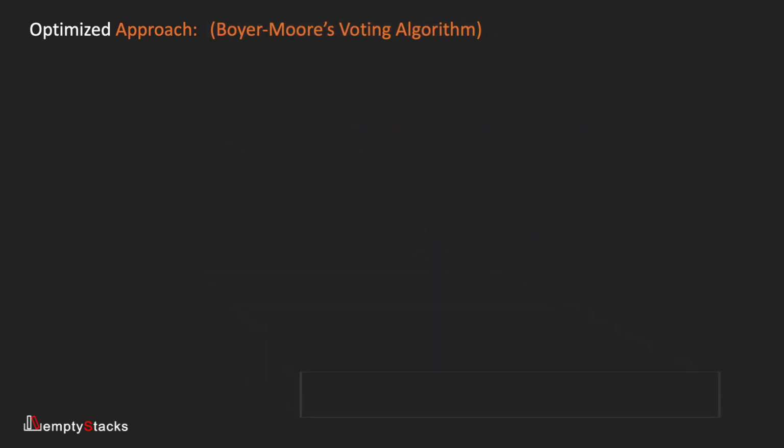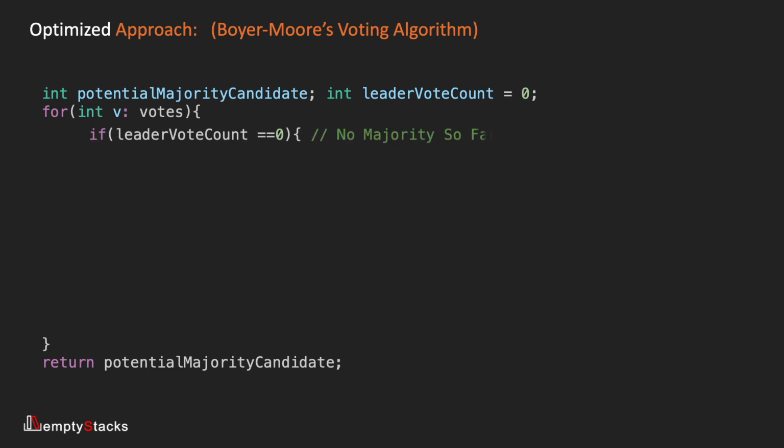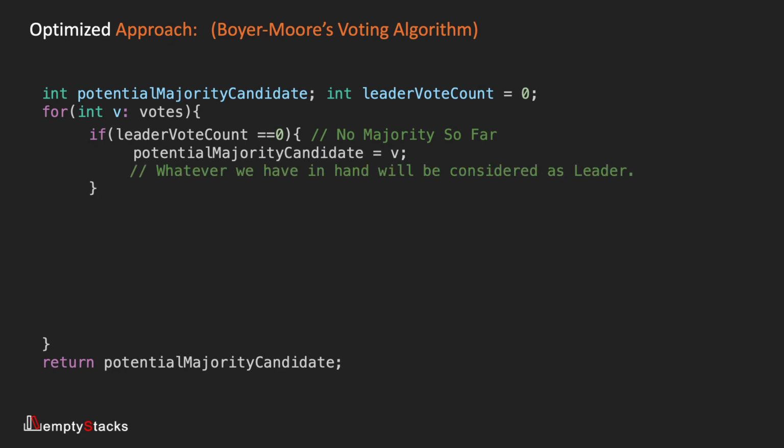Now let's try to write an algorithm for this. As discussed, we can start by declaring 2 variables, one to store the potential majority candidate and another one to store the count of votes cast to this leader. Next, we can iterate over the voters. In each iteration, we check if leader vote count is 0, then we can say the current vote will be the decider for the leader. So whoever the current vote is cast to will be considered to have majority and will become the potential majority candidate.